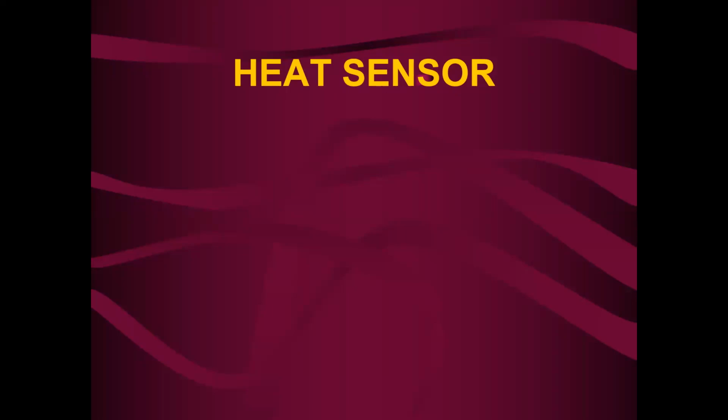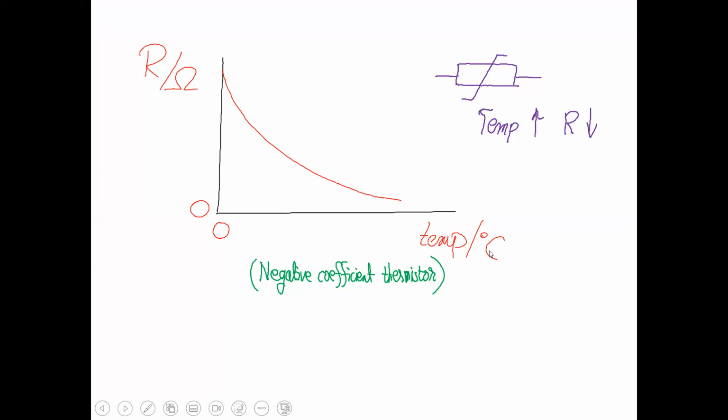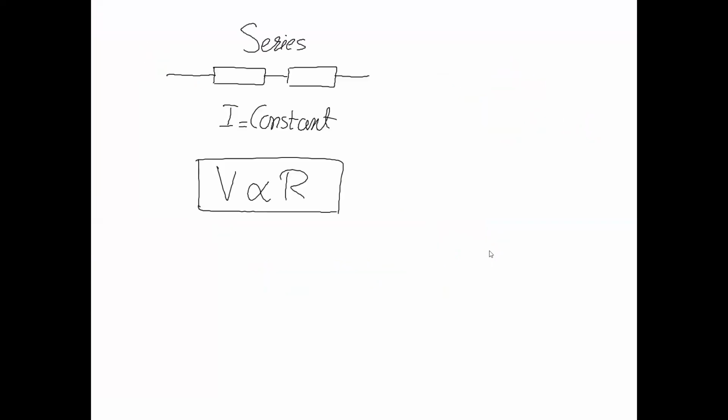A heat sensor is something which is using a thermistor, whose resistance changes along with the temperature. So when temperature increases, its resistance decreases.